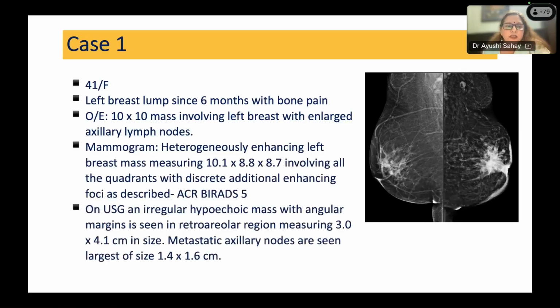So the first case is of a 41-year-old female who has had a left breast lump for 6 months with bone pain. There's a large mass. On mammogram, you can see there's a large area of abnormality involving almost all the quadrants with additional enhancing foci. It was called a BI-RADS 5 lesion, and the ultrasound also showed metastatic axillary nodes.